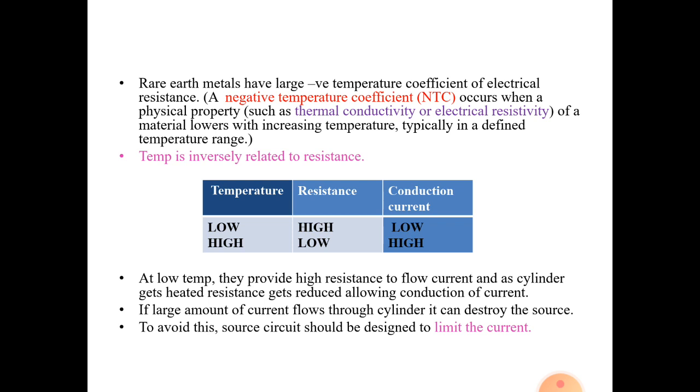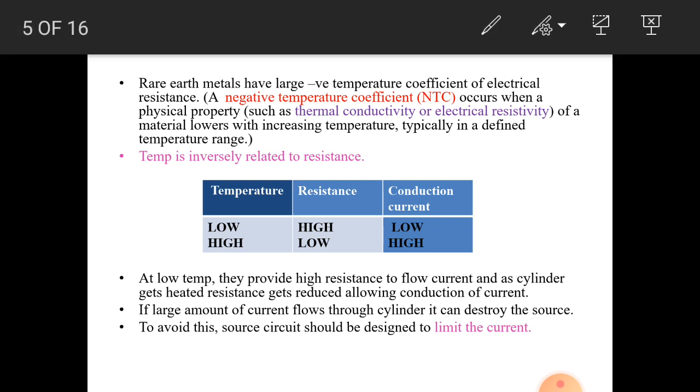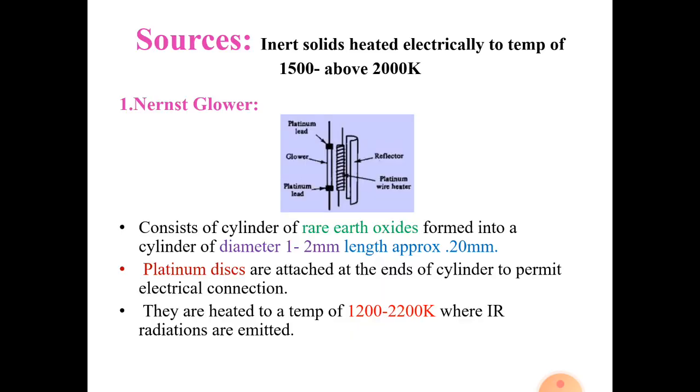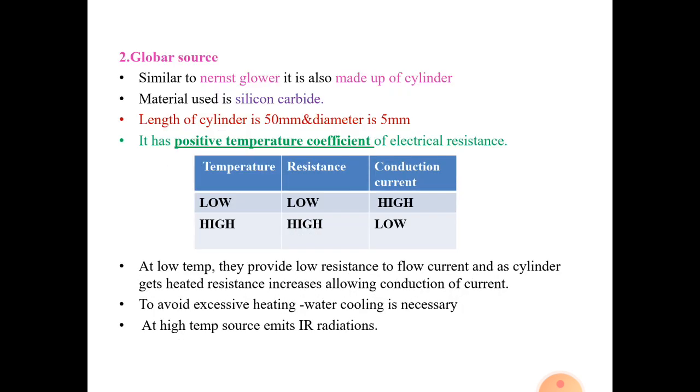So at low temperature, they provide high resistance to the flow of current, and as the cylinder gets heated, resistance is reduced, allowing the conduction of current. If a large amount of current flows through the cylinder, it can destroy the source. To avoid this, the source circuit should be designed to limit the current. Thereby, if we increase the Nernst glower length and dimension, we can overcome this problem. Thereby, the globar source has been introduced.